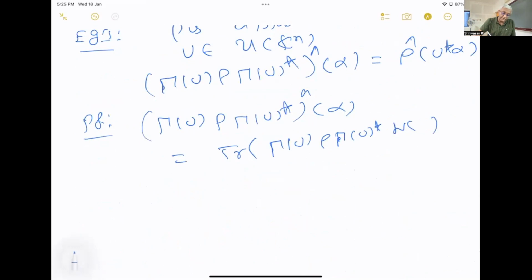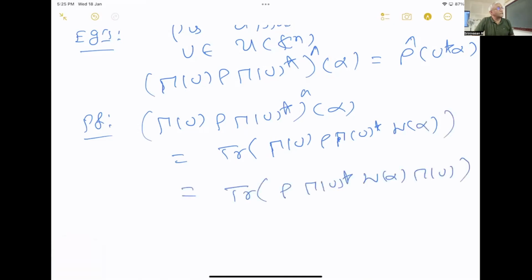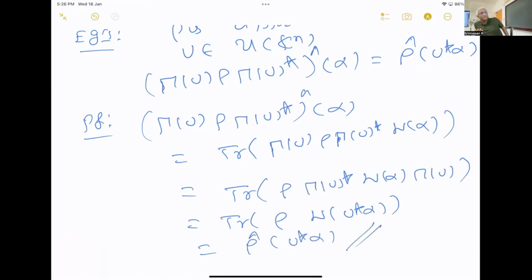W of alpha. So this is the characteristic function evaluated at alpha, but this is equal to rho gamma of u star, W of alpha, gamma of u. Okay, now there is a lag. So this is equal to, of course, trace of rho W of u star alpha, right? Now this is equal to rho hat of u star alpha. That's all. Direct verification.